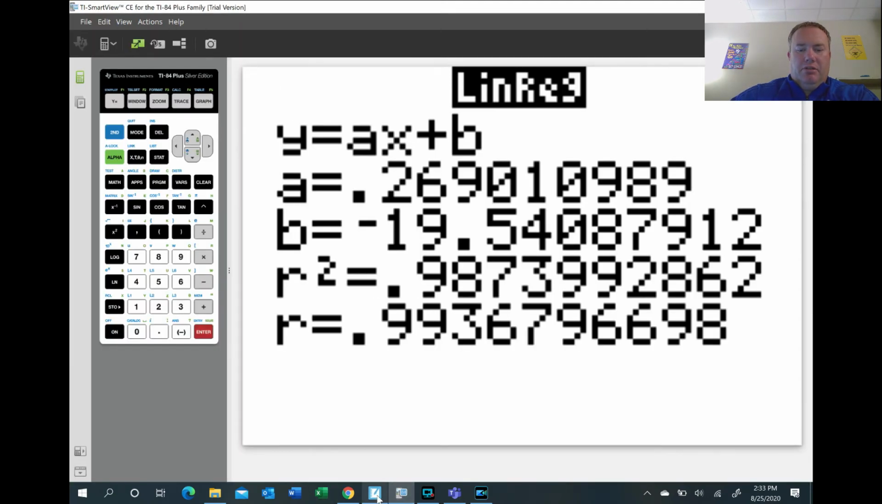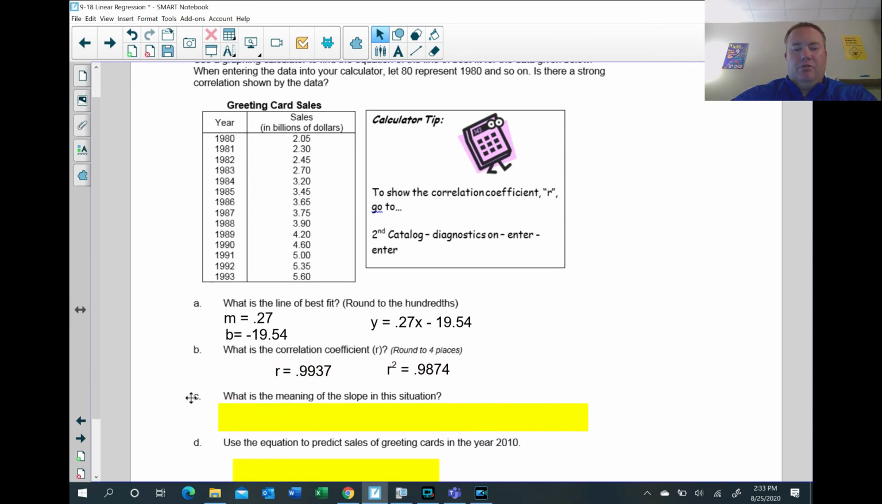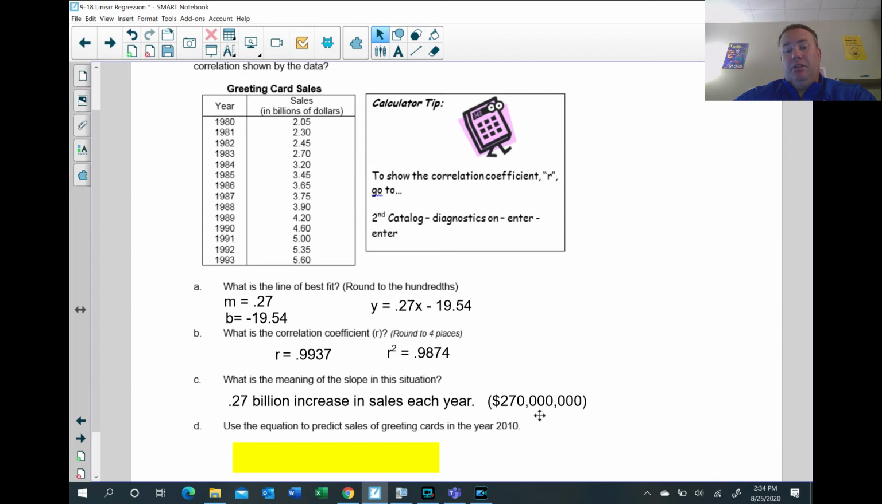Now with the correlation coefficient, you're going to find a lot of times they write that very long, so they'll use at least 4 spots. So what is the meaning of the slope for this situation? You get a slope of 0.27. Well, what that means is a 0.27 billion increase in dollars each year in sales. In other words, 270 million.